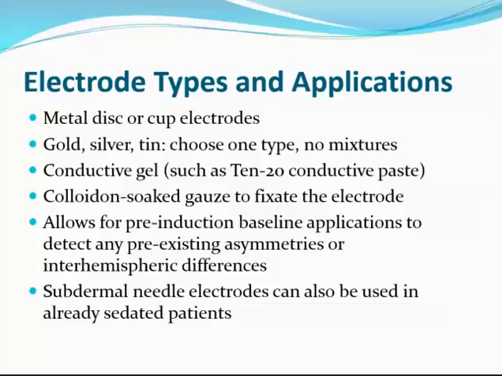I'm not sure what you use in your area, in your region, in your country, but here in the States, 1020 conductive paste is a popular brand that many people use. Colloidal soaked gauze to fixate the electrodes. This is when you're using copper electrodes. This allows for pre-induction baseline applications to detect any pre-existing asymmetries or interhemispheric differences. Subdermal needle electrodes can also be used in already sedated patients. Some patients come in already sedated, and you can use subdermal needle electrodes.